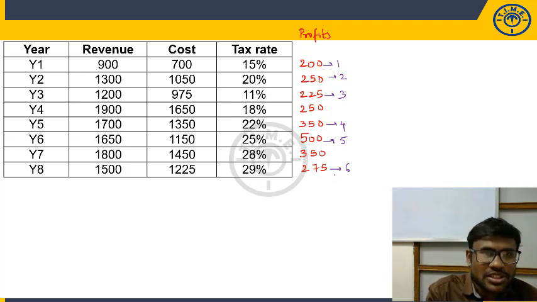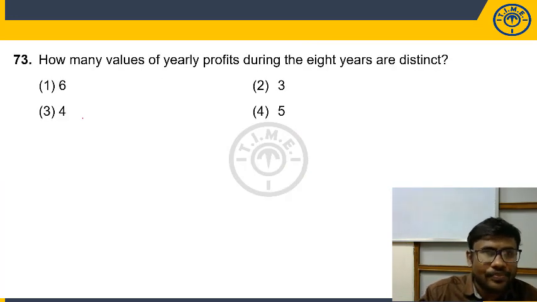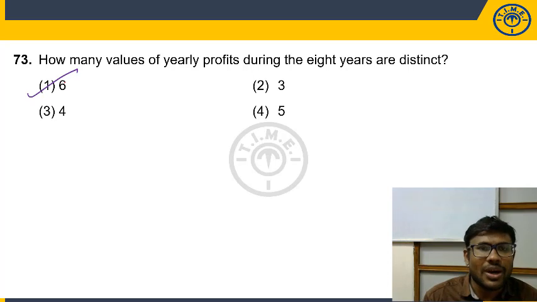So 6 distinct profits means which option is your answer? Option number 1. Option number 1 is your answer. I hope this is clear for you. Let us get into the next question.